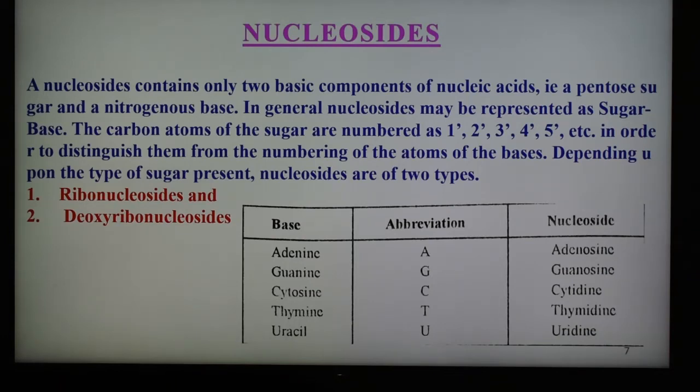So during their formation, the carbon atoms in the sugar are numbered as 1', 2', 3', 4', 5' etc. in order to distinguish them from the numbering of the atoms of the bases. Depending upon the type of sugar present, nucleosides are of two types. One is ribonucleosides and second is deoxyribonucleosides.